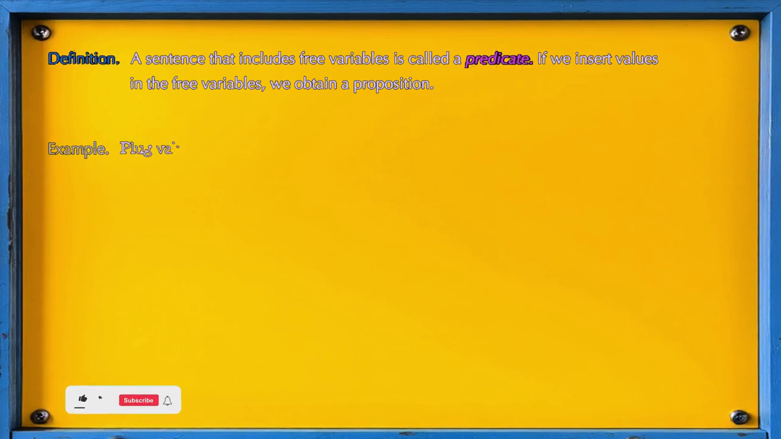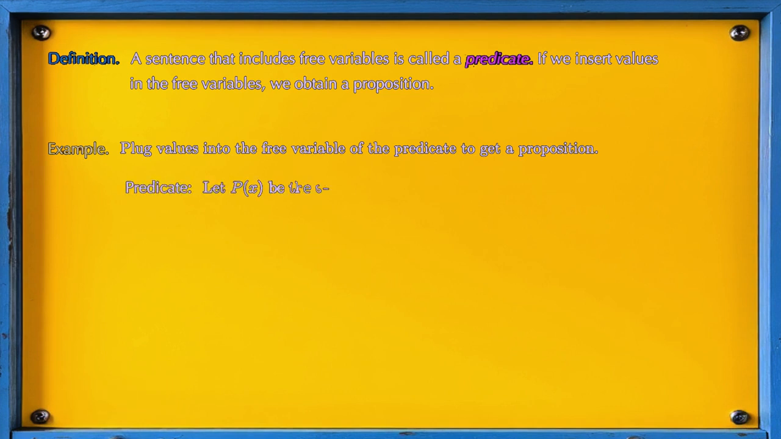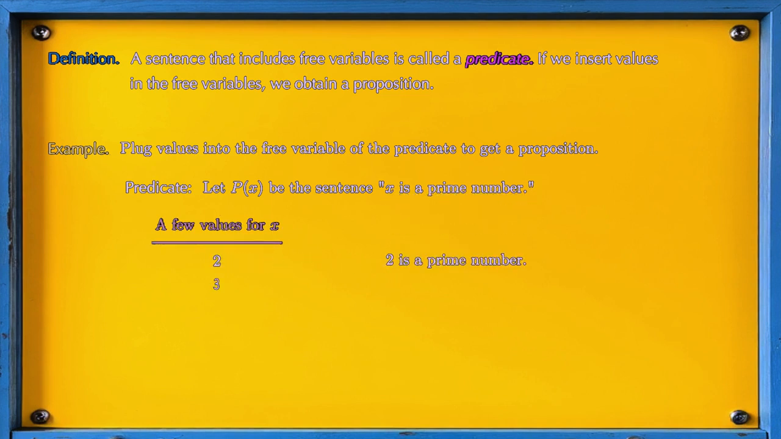Let's see an example. Let's plug some values into a free variable of a predicate to get a proposition. Let's consider the predicate p of x to be the sentence x is a prime number. Here are a few values of x that we can insert for x. If we put 2 in, we get the proposition 2 is a prime number, which is true. If we put 3 into x, we get 3 is a prime number, which is also true. If we put 10 into x, we get the false proposition that 10 is a prime number.